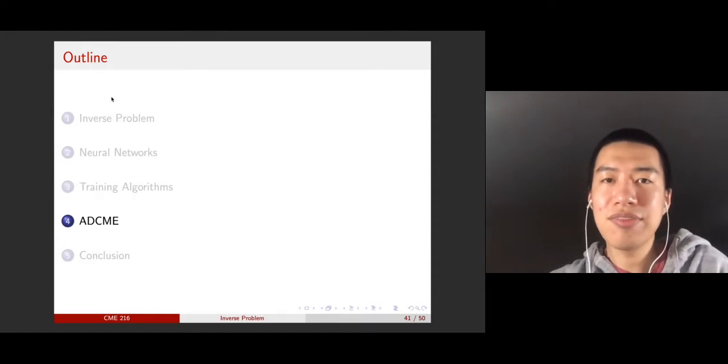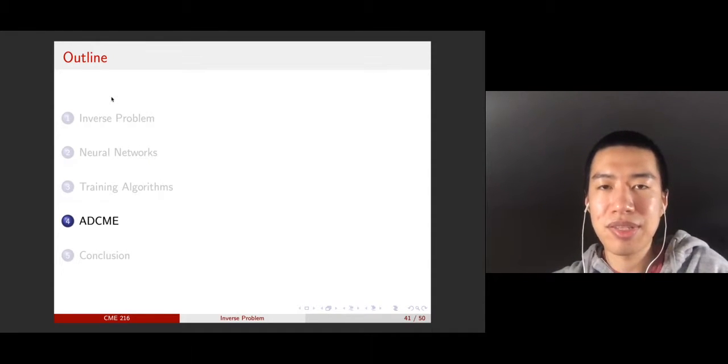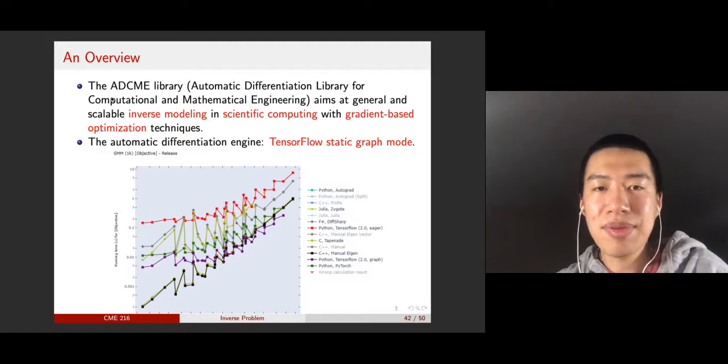Hello, welcome. In this course, we will introduce a little bit about ADCME, a Julia library for automatic differentiation and for incorporating neural networks into complex numerical solvers. The ADCME library is for automatic differentiation in scientific computing, and it aims at general and scalable inverse problems in scientific computing with gradient-based optimization techniques. TensorFlow is the backend for the ADCME automatic differentiation library.